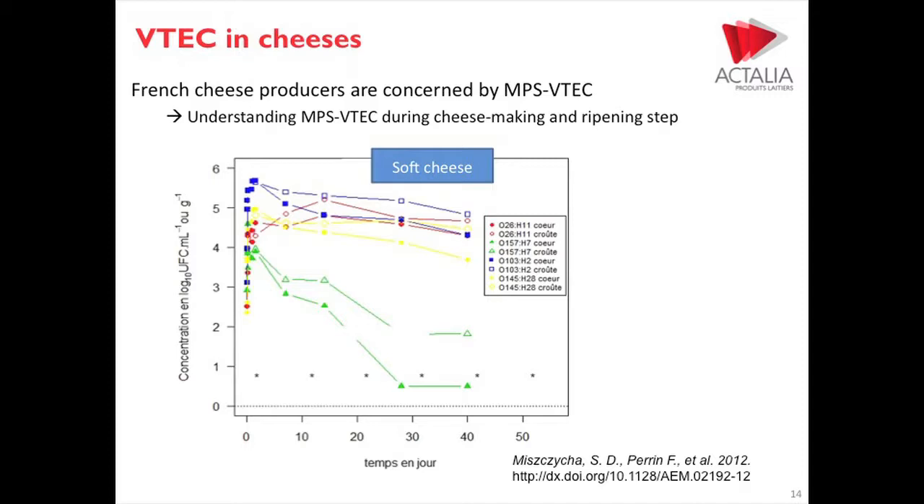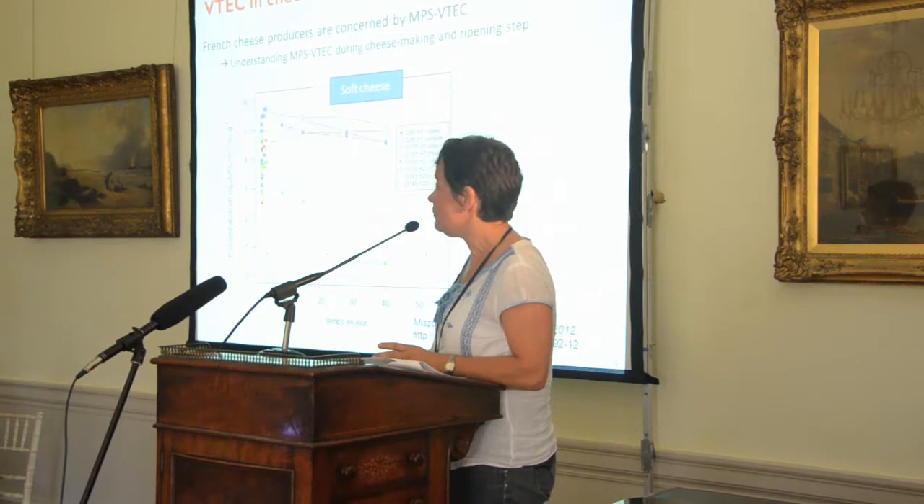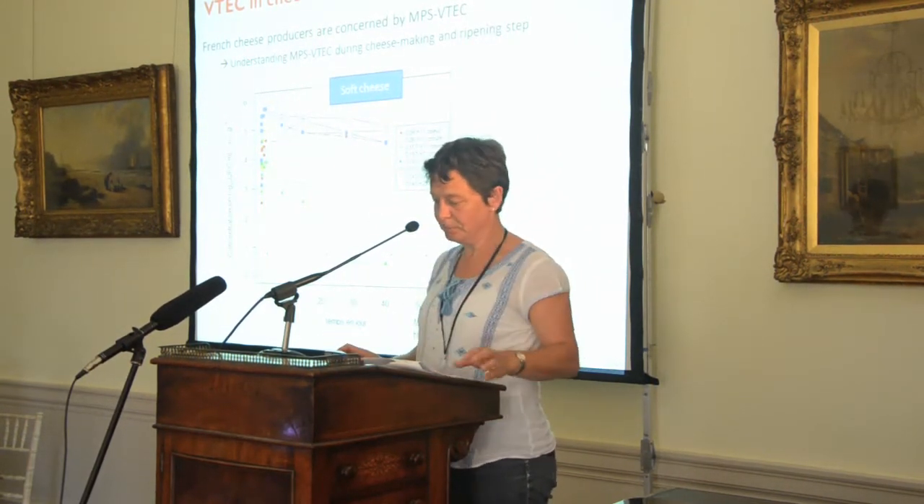You've got a really huge increase during the first hours, and then most of them survive during ripening, except for the O157, which tends to decrease. And there was a bit of difference between the rind part of the cheese and the core part, with the amount of VTEC being a bit higher in the rind part of the cheese.